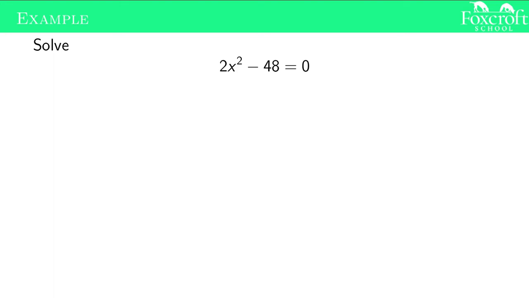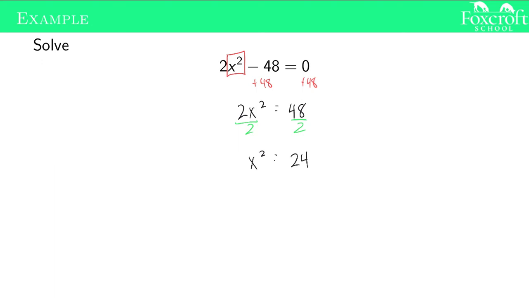Again, the goal when you're doing these types of problems is to get the x squared by itself. So in this case, I have to add 48 to both sides first. 2x squared equals 48. And I also have to get rid of this 2. So the next thing I have to do is divide both sides by 2. So x squared equals 24.